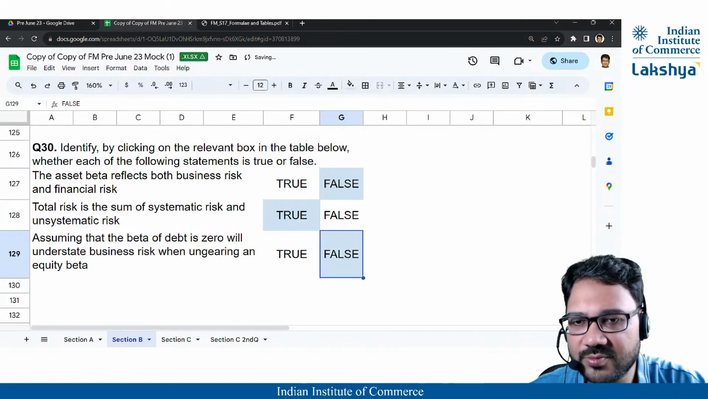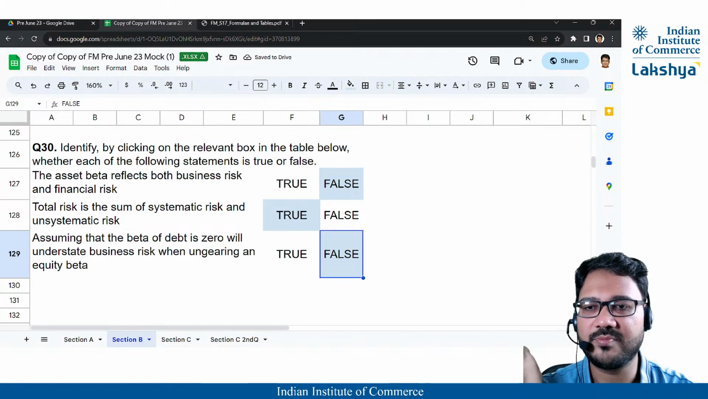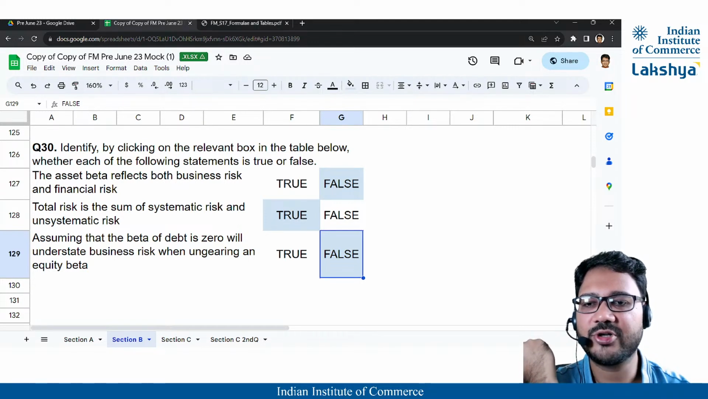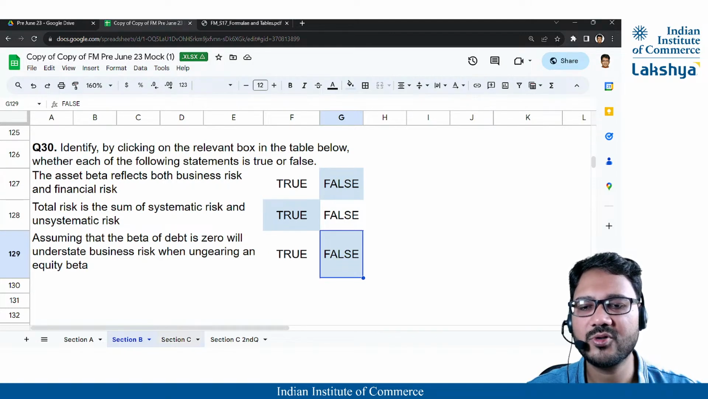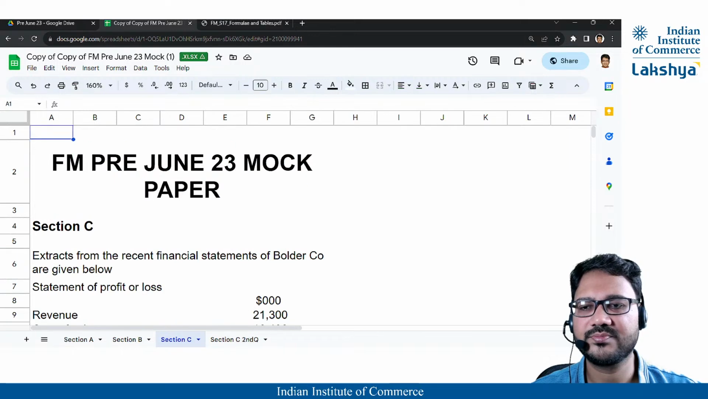Assuming that the beta of debt is zero means that debt is risk free. Is it going to understate business risk? No, it won't have any impact on business risk. It's a separate thing itself. So we'll just say false.